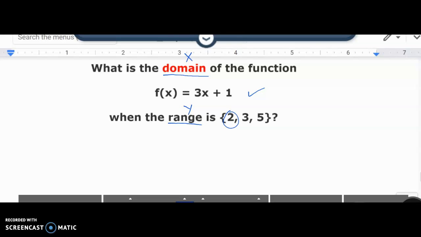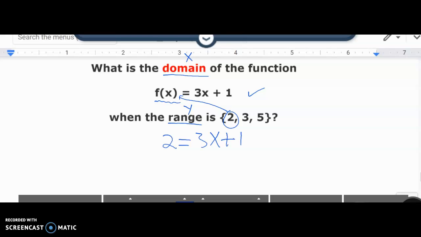So what you must do is take each value, 2, 3, and 5, separately and plug it into this equation, into the equation above. So f of x is basically the y. It's the same thing as the y. So I'm taking each y value, which is given here on the range. So instead of f of x now, I put a 2 equals 3x plus 1.